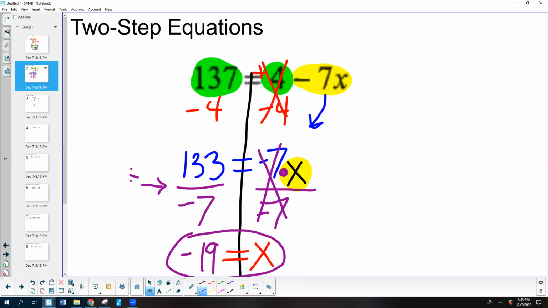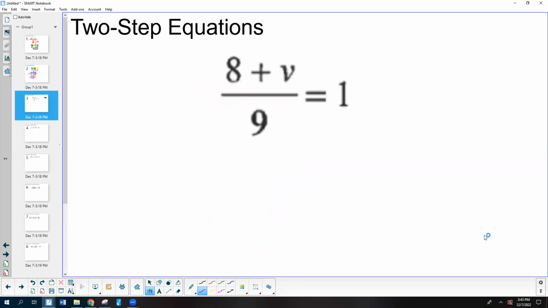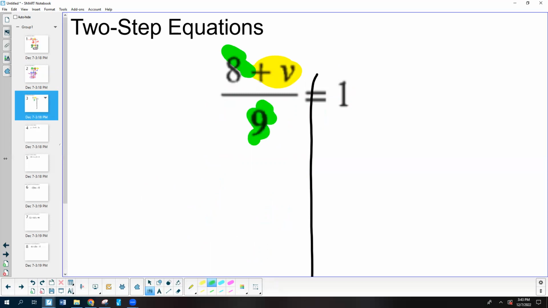All right, and our last one, okay, draw your line down the middle of your equal sign. We've got 8 plus v divided by 9 equals 1. Okay, so if this helps you to think about it, v is your variable. Both 8 and 9 need to go over here with 1, but there is an order in which we need to do things. Okay, remember, we can't deal with 8 plus v before we get rid of this division.